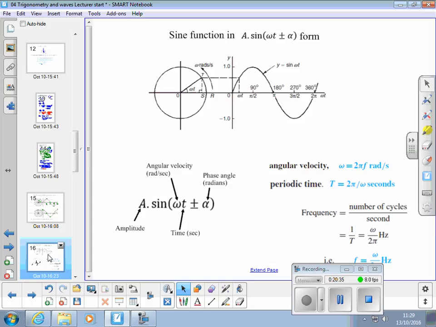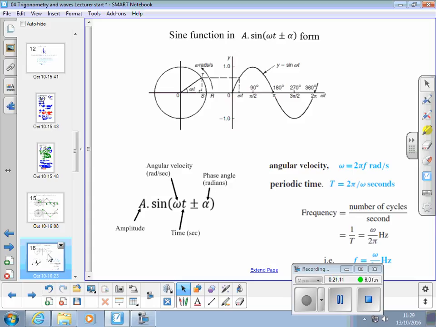So we got omega, that is not W, it's the Greek letter omega, and it's the angular velocity. Then we've got time in seconds, and then we've got a plus or a minus, and we got alpha. Alpha is the phase angle relative to 0, so it can be positive or negative from 0 in radians. And I'm going to go through each of those parts in turn.